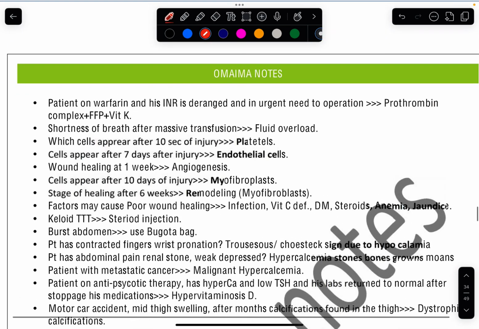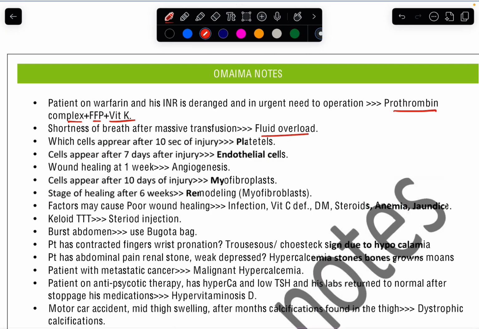Okay, some points are repeating, no problem. Patient on warfarin, INR is deranged and needs urgent operation: prothrombin complex, fresh frozen plasma, and vitamin K. Shortness of breath after massive transfusion: fluid overload.